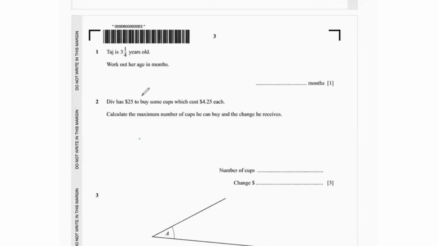Question 1 says Taj is 3 1/4 years old. Work out her age in months. So it's basically 3 years plus 1/4 of a year.